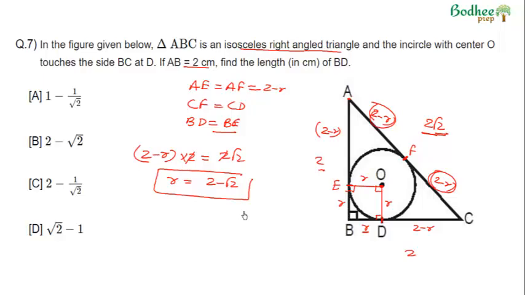Now, which option should we be marking? Let us see which option gives us 2 minus root 2. In fact, option B directly gives us 2 minus root 2. So option B becomes the right answer. Easy question, manageable question. Anybody who has the slightest idea about circle questions which are clubbed with circle and triangle should be able to solve it.